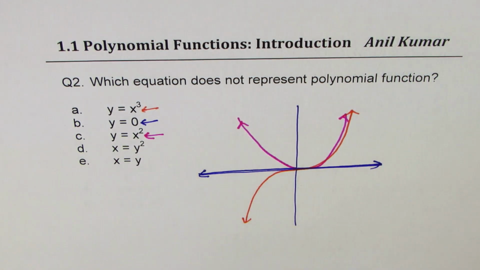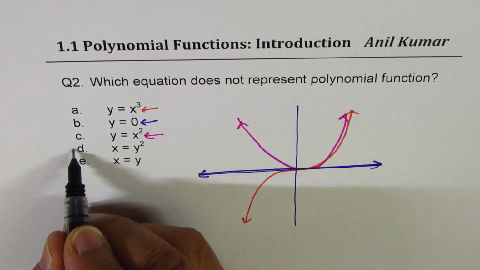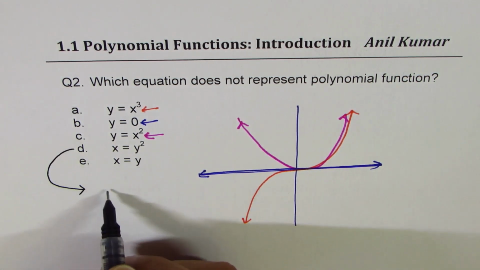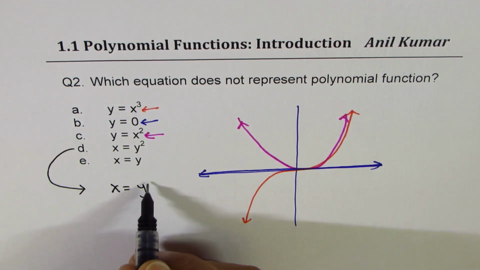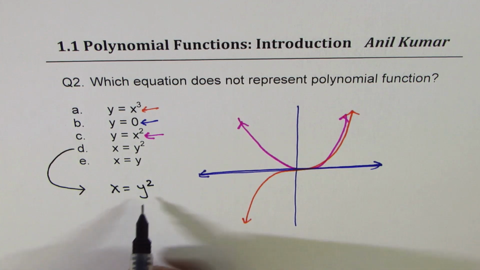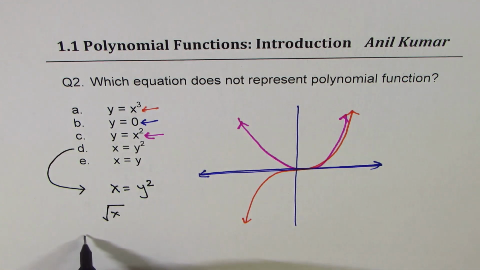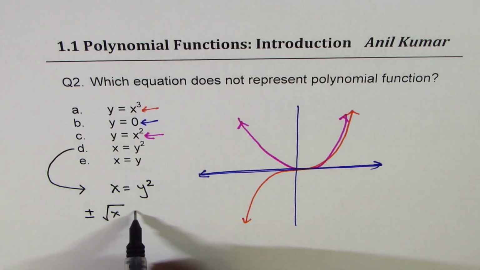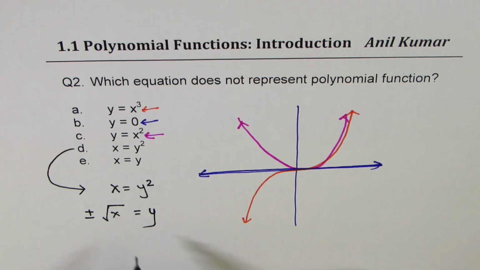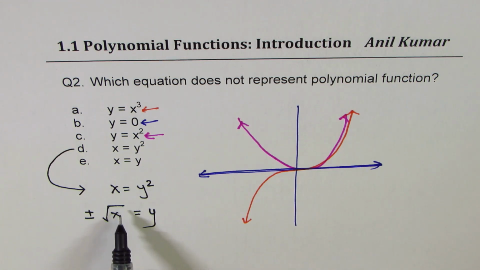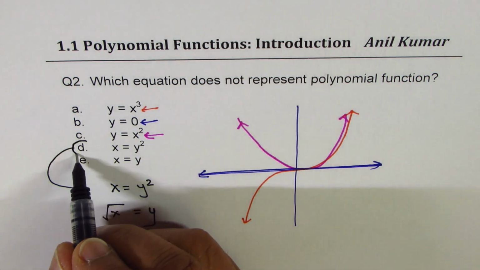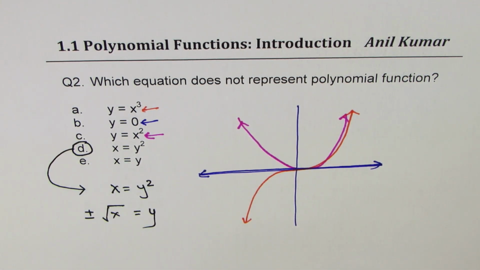Now here we have x equals y squared. This is something which you should think about. When I write x equals y squared, we have to isolate y. So if you isolate y, what do we get? We get the square root of x, and that too plus and minus, right? So what we get here is y equals plus or minus square root of x. Now that is x to the power of half, which is not a polynomial. So this is definitely not a polynomial, correct? So that is one of our answers.